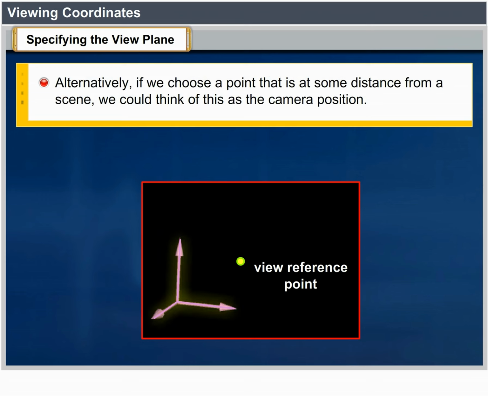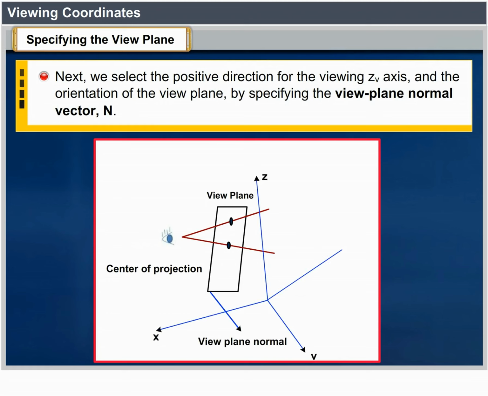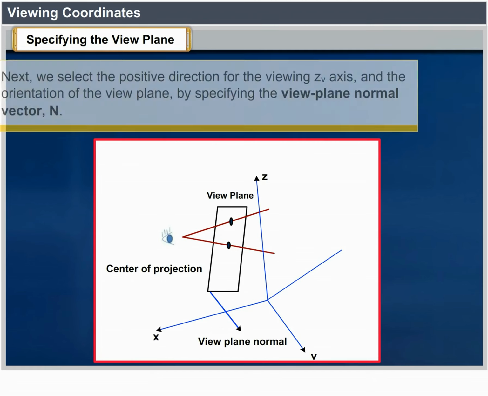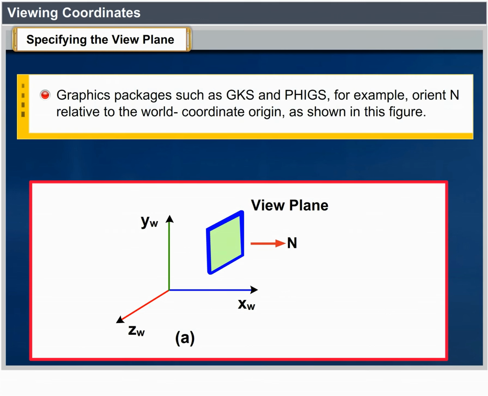Next, we select the positive direction for the viewing ZV axis and the orientation of the view plane by specifying the view plane normal vector n. We choose a world coordinate position, and this point establishes the direction for n relative either to the world origin or to the viewing coordinate origin. Graphics packages such as GKS and PHIGS, for example, orient n relative to the world coordinate origin as shown in this figure.